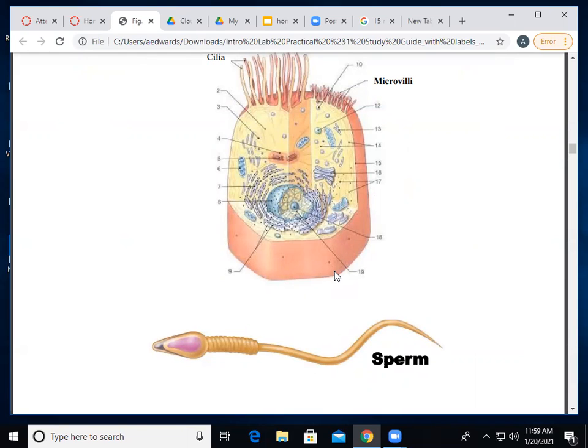So extensions mean things that are on the outside, right? So they're extensions of the cell. We have cilia, which are, I mean, they're all tiny, but they're like little hairs. Okay. And they can kind of help with movement.